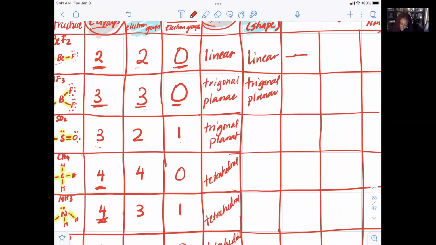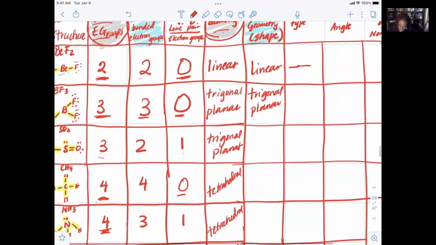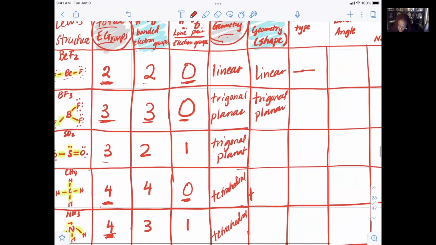Then here is going to be different. But let me skip on and talk about the ones that all have the same geometry as the electron pair geometry. Because we have 0 lone pairs here, this molecular geometry is called tetrahedral. Same as the electron pair geometry.